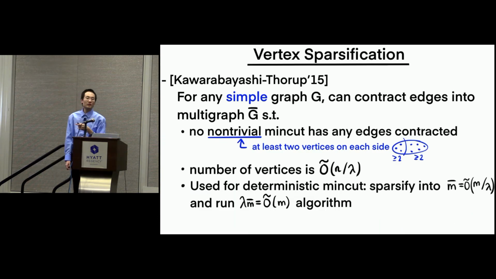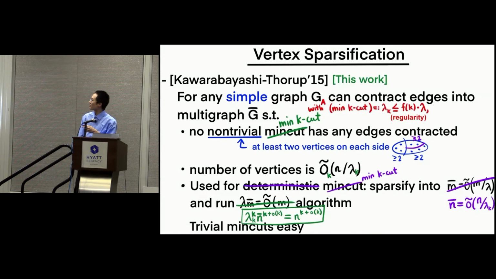Okay, so Kawarabayashi and Thorup use this sparsification routine to show that there's a deterministic min cut algorithm that first sparsifies the graph, now here they use an edge reduction, and then they run an algorithm on the sparsified graph in time lambda times the new number of edges to get a near linear time overall. So that's how they use their sparsification routine. And finally, trivial min cuts are easy for them because these are just degree cuts.